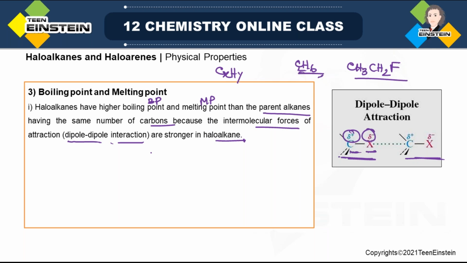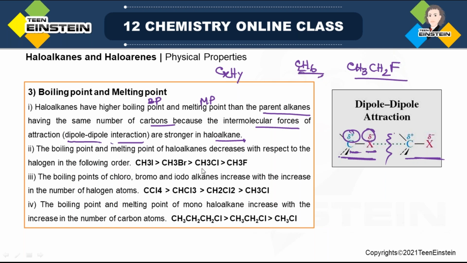So because of this intermolecular force, the dipole-dipole interaction, as it is stronger, you have to provide more energy. So BP and MP are both high. BP and MP high means what? When you are converting solid to liquid, that is MP. When you are converting from liquid to vapor, it is BP. And you have to break this interaction, and the higher the strength of this interaction, the higher the energy that you have to provide. So that is why MP and BP are both high.